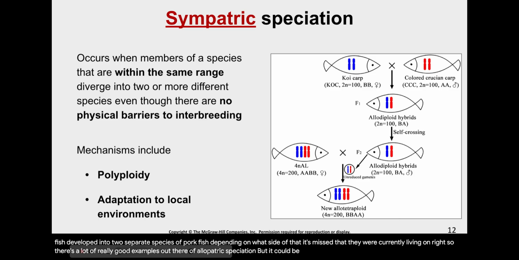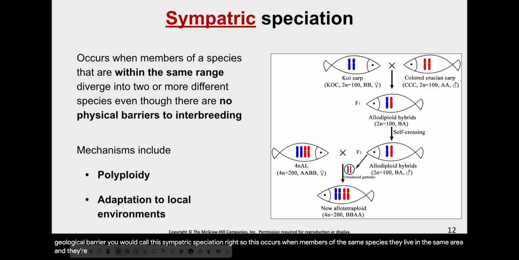But it could be that maybe there's no geological barrier. If there's no geological barrier, you would call this sympatric speciation. So this occurs when members of the same species live in the same area, and they're divided into two separate categories based on a variety of ways. It could be genetic, like polyploidy, or it could be how they use their environment. So I have an example up here of carp.